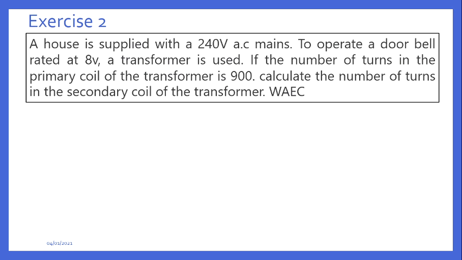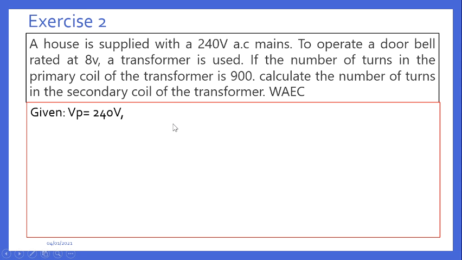The next question that we'll have, the second question now. A household supply with a 240 volt AC main. The supply voltage, the main voltage, the primary voltage, I told us already that they are the same thing. And that's the same thing as the primary voltage that we have in the circuit. To operate a doorbell rated at 8 volts. So the voltage that the transformer is regulating to is 8 volts. Then if the number of turns of coil in the primary coil is 900, calculate the number of turns you have in the secondary.